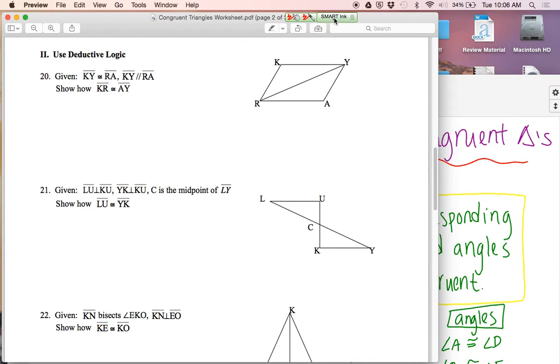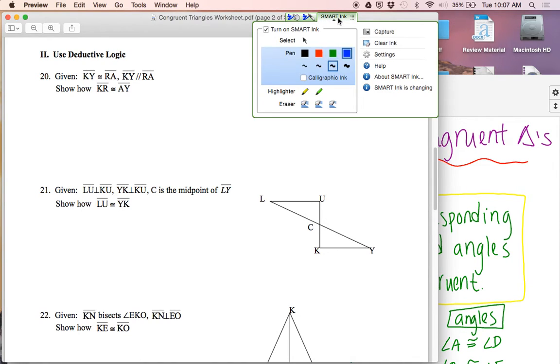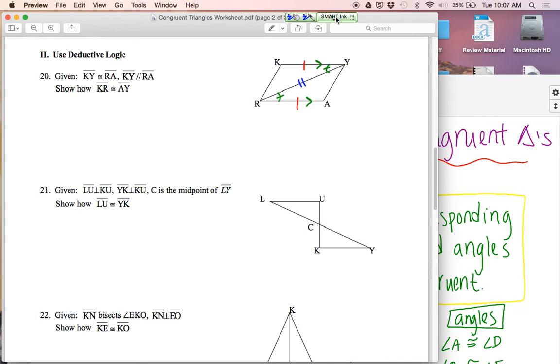So first of all, I'm going to mark my diagram. I know KY is congruent to RA because it's given. I know that KY is parallel to RA because it's given. So what I'm going to do is I'm going to say, okay, I know that because these lines are parallel, these are alternate interior angles, so they're congruent. I also know that this middle segment's congruent to itself. So this top triangle and this bottom triangle are congruent by side angle side. And if I know they're congruent triangles, then I know KR is congruent to AY because they're corresponding parts.